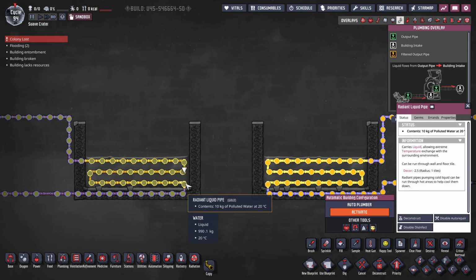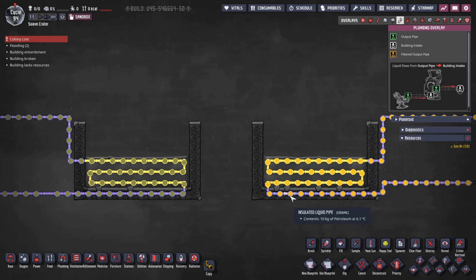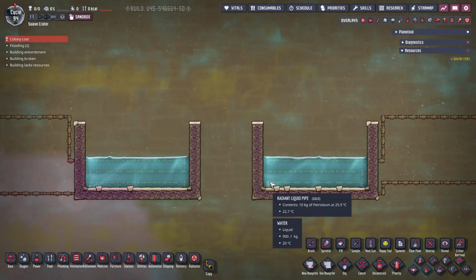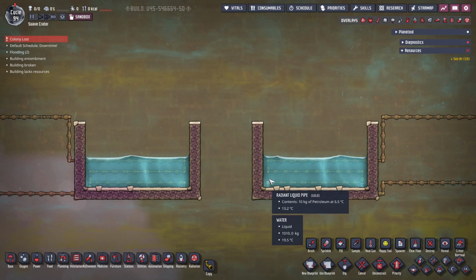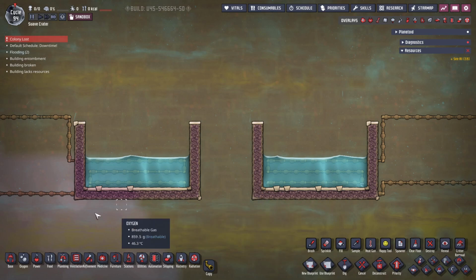Here we can see that I have polluted water that is coming in at 5.8 degrees more or less, and I have petroleum coming in at 6 degrees. So they will both cool down that water. And we can see that the water on the left is at 19.6 degrees, whereas the water on the right is at 19.5 degrees. So we can see that the water on the right cooled down a little bit faster than the water on the left, and that's because the petroleum has a higher thermal conductivity compared to the polluted water.